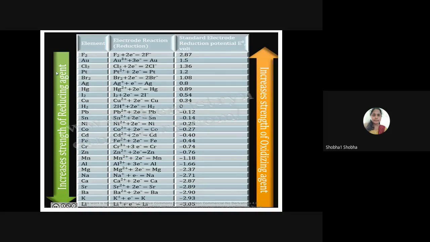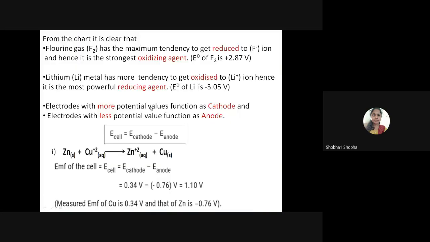See here, the arrows indicate that from top to bottom the strength of the reducing agent increases, whereas from bottom to top the strength of the oxidizing agent increases. So the top elements all want to undergo reduction, that means gain of electrons. The bottom elements all want to undergo oxidation, that means loss of electrons. I mean they want to release the electrons. So this is what I have written here.